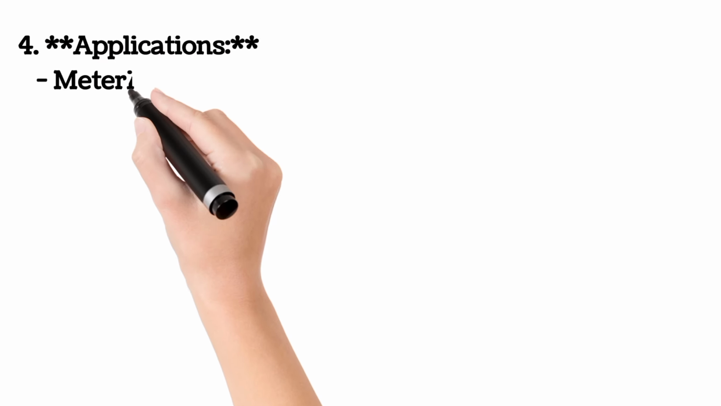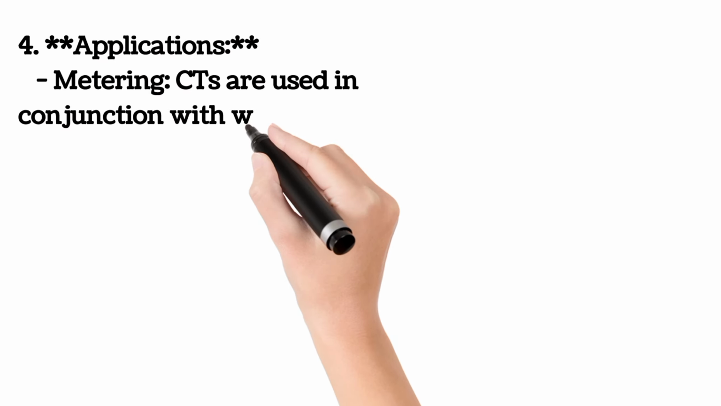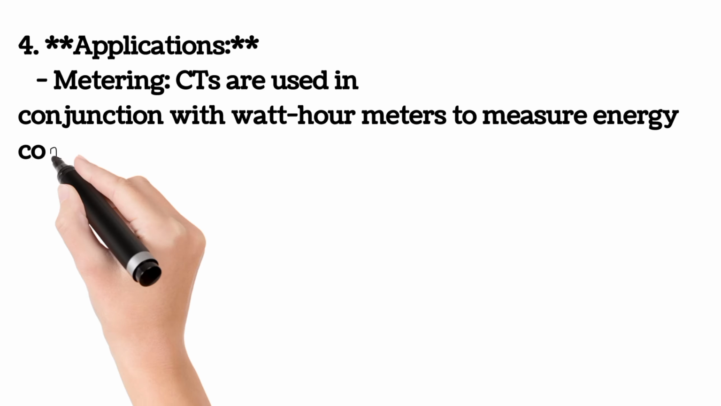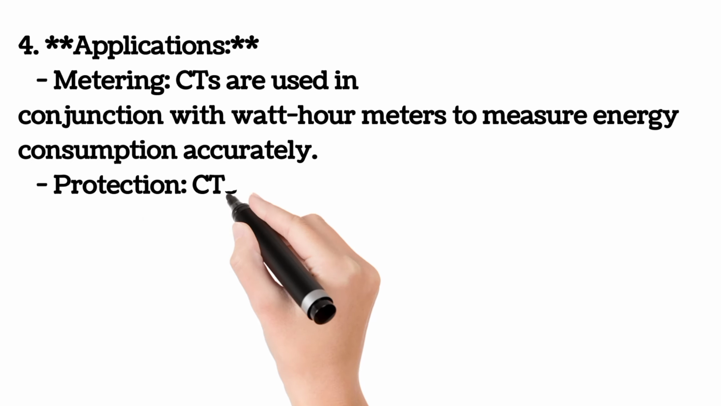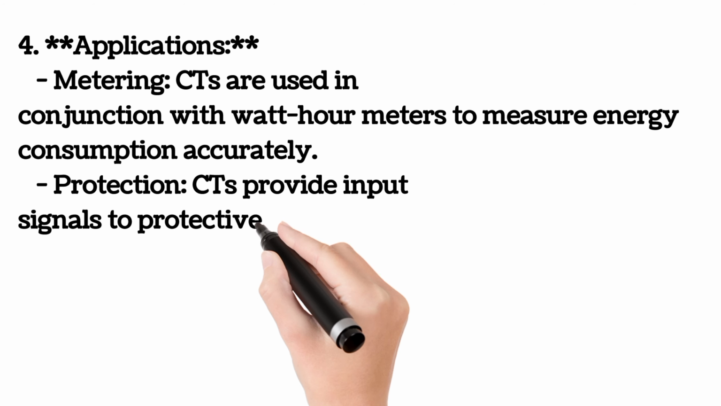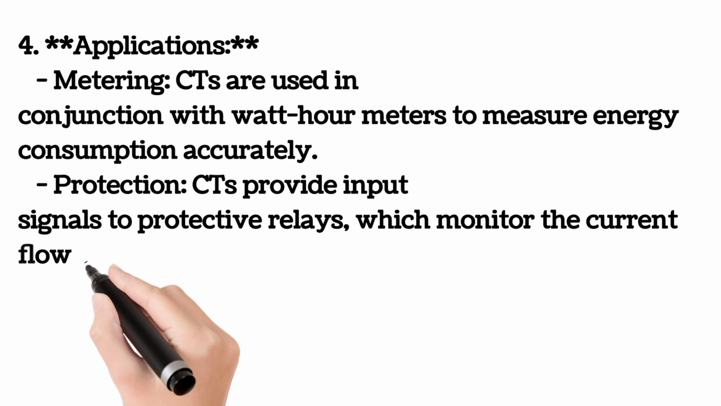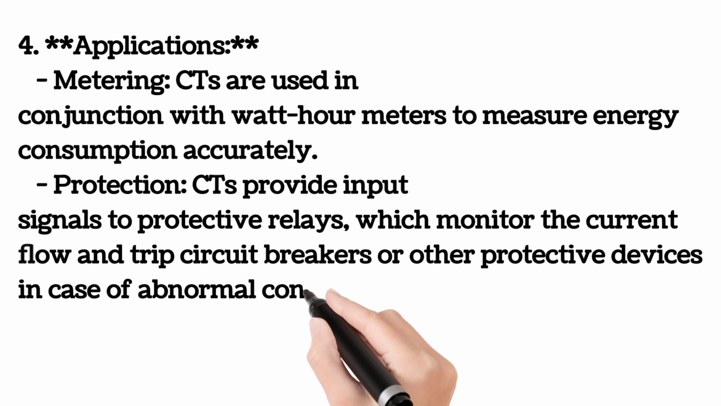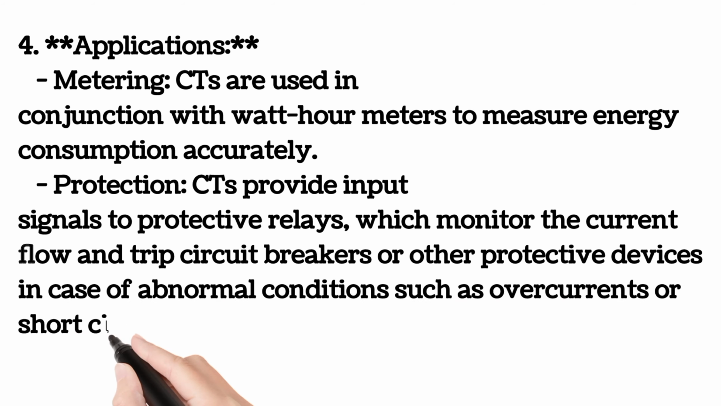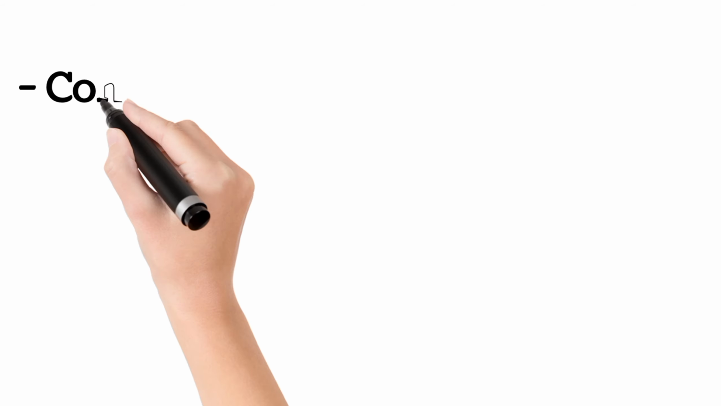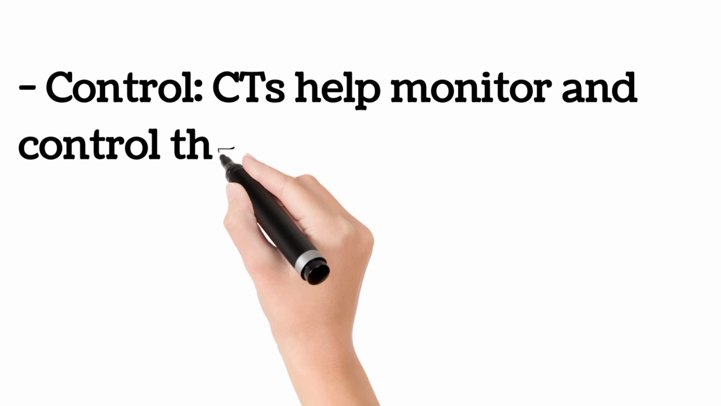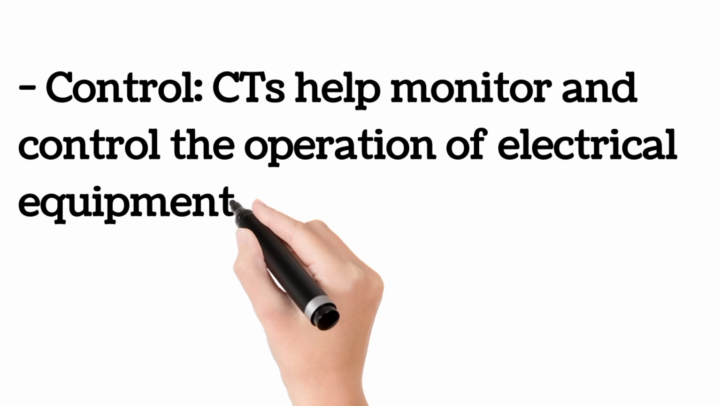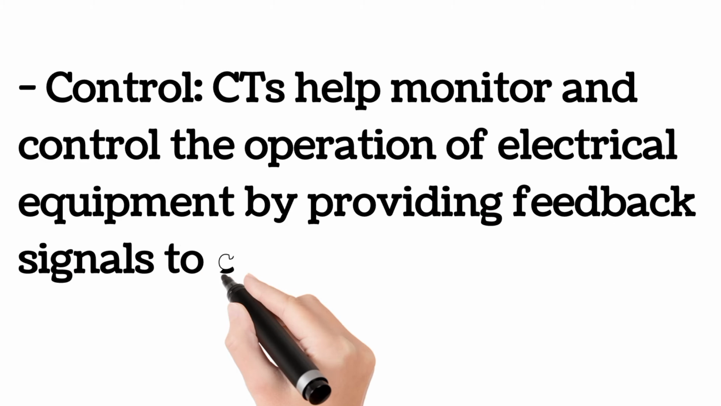4. Applications. Metering. CTs are used in conjunction with watt-hour meters to measure energy consumption accurately. Protection. CTs provide input signals to protective relays, which monitor the current flow and trip circuit breakers or other protective devices in case of abnormal conditions such as overcurrents or short circuits. Control. CTs help monitor and control the operation of electrical equipment by providing feedback signals to control systems.